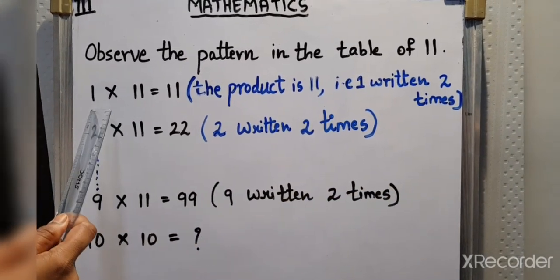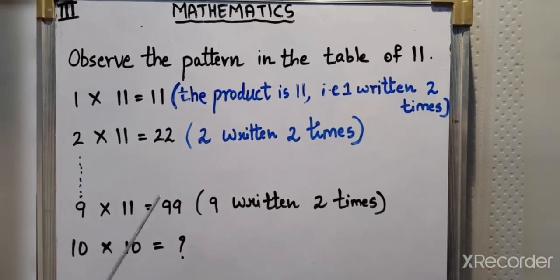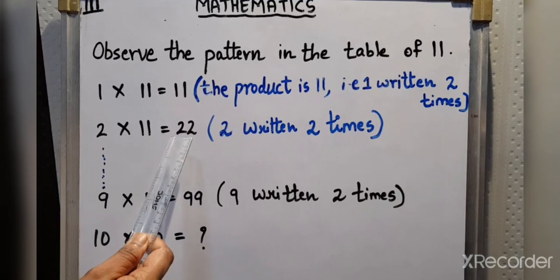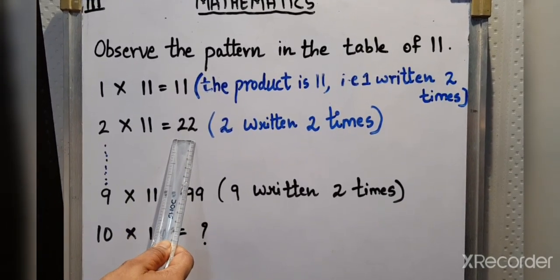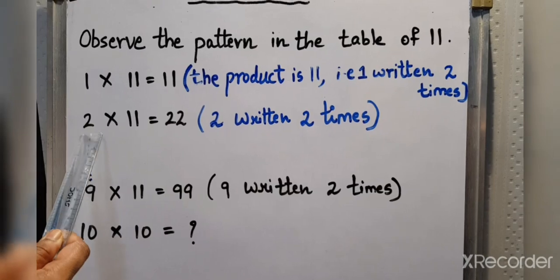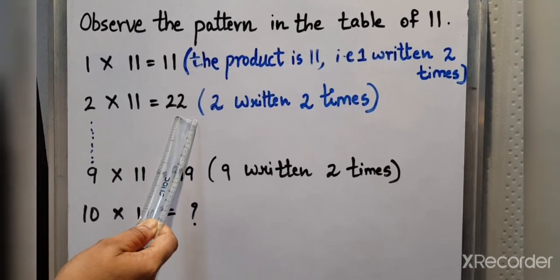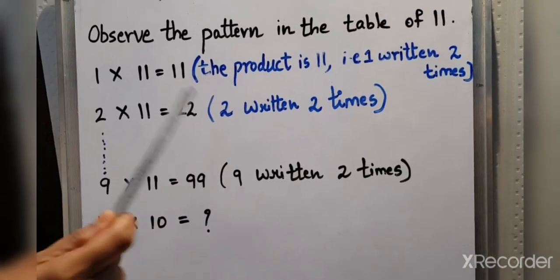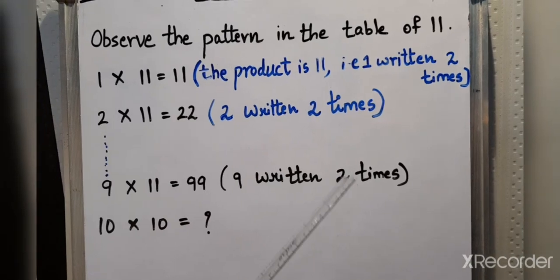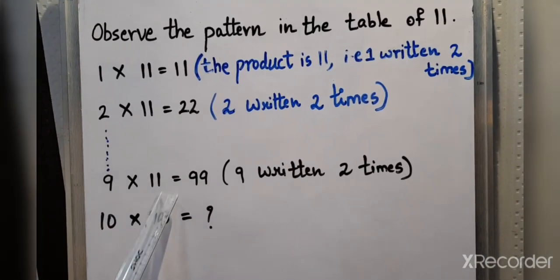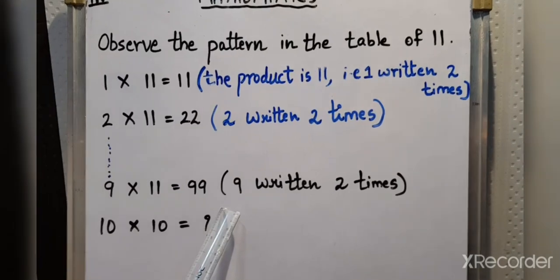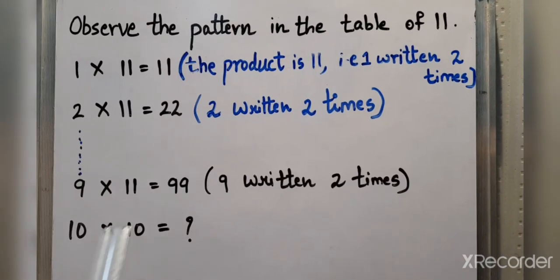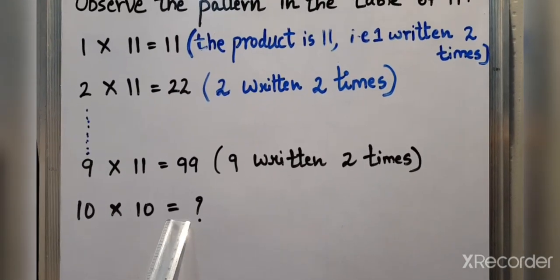Now this is number 1. It is written how many times? 2 times. Then 2 into 11 is equal to 22. The answer or the product is 22. You can observe that this number 2 is written 2 times. The same way, 3 into 11 is equal to 33. 3 is written 2 times. Then 9 into 11 is equal to 99. Correct? 9 is written how many times? 2 times.